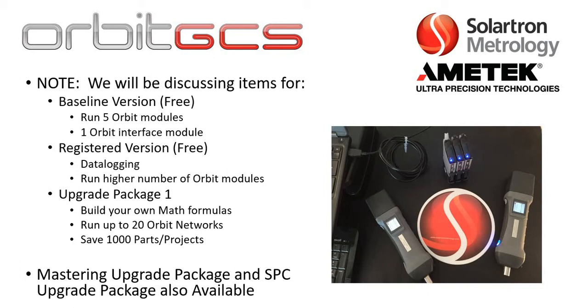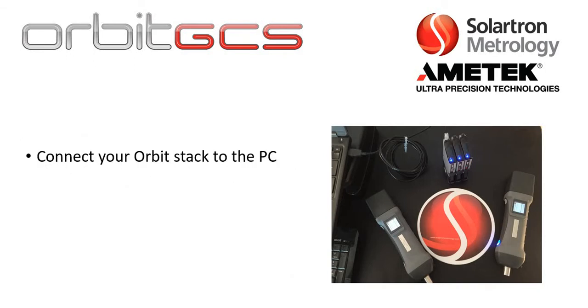Then there is Upgrade Package 1, where you build your own math formulas. You can run up to 20 Orbit networks and then save up to 1,000 parts or projects. There is also a Mastering Upgrade Package and an SBC Upgrade Package available. Those will be discussed at a later time. So the first step, of course, is to connect your Orbit stack to the PC.